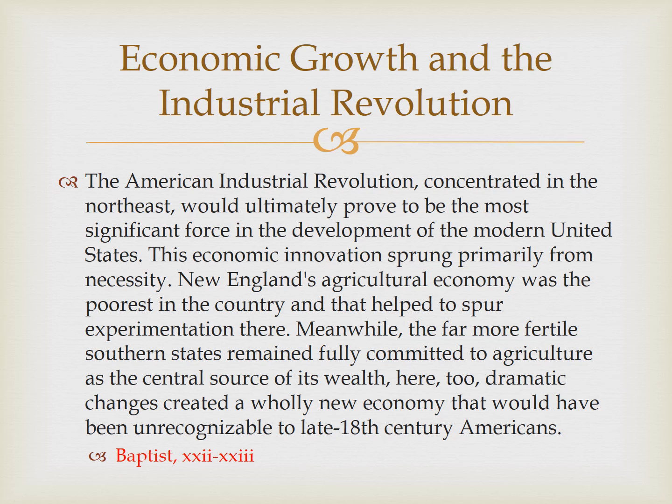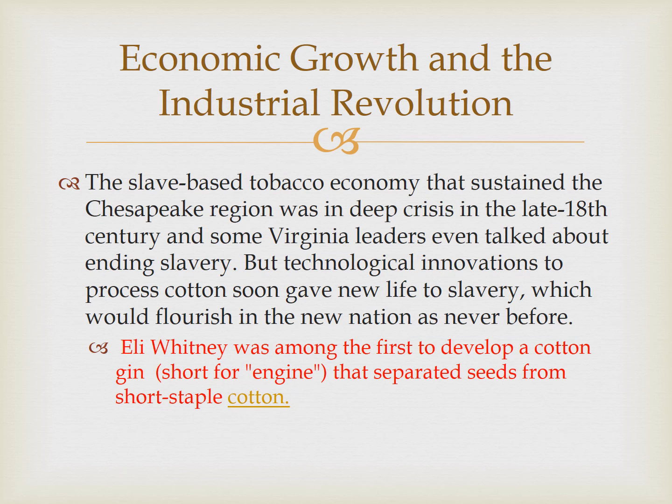Now, let's take a look at this system real quick in the South. It goes on to say that the slave-based tobacco economy that sustained the Chesapeake region, as you might recall from when we were talking about Jamestown, was in deep crisis in the late 18th century, and some Virginia leaders even talked about ending slavery. Slavery was not profitable enough to continue on.